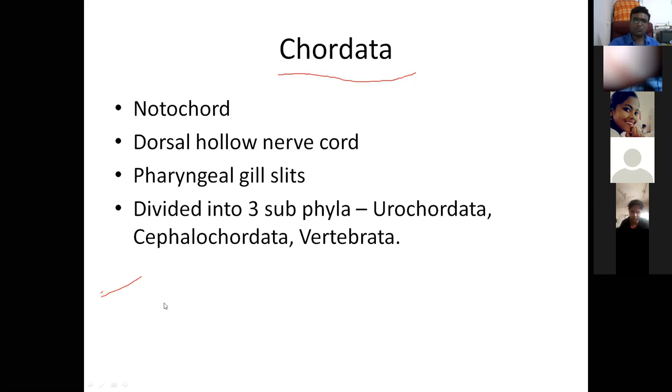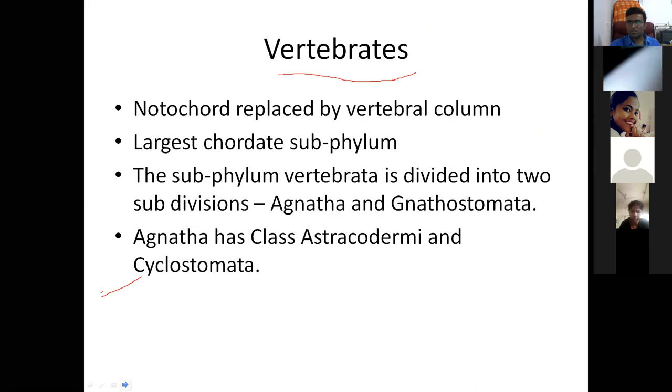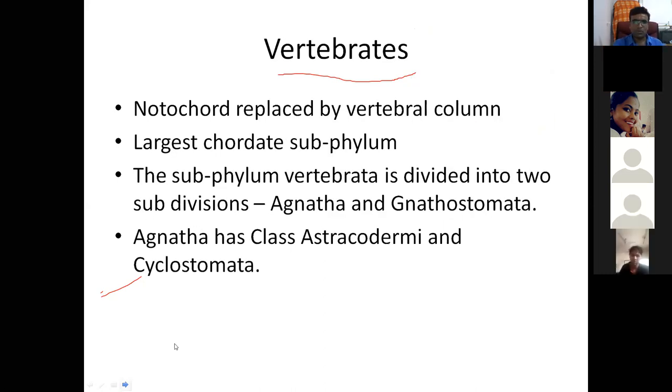Now let us come to the vertebrates. Yes, these are the cartoonic pictures just to show. Sea squirt. Fine. Okay, so amphioxus is the right answer. The next subphylum is the vertebrates.